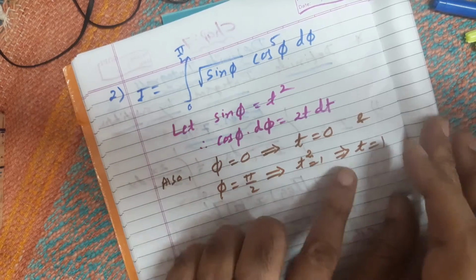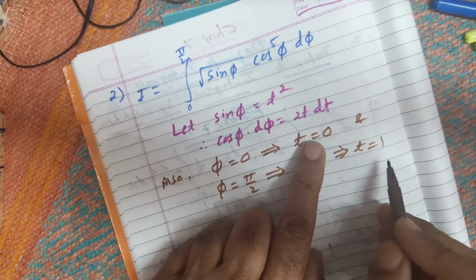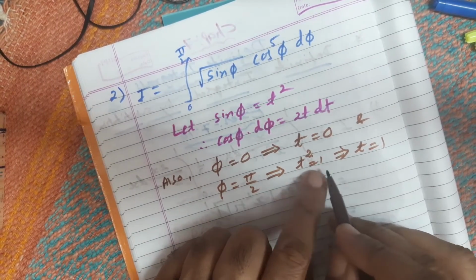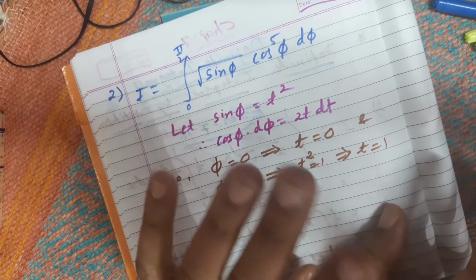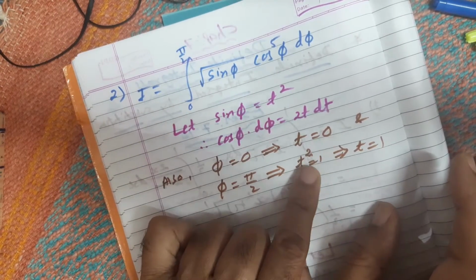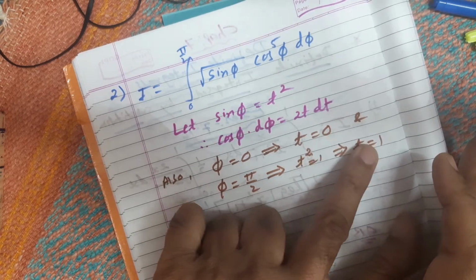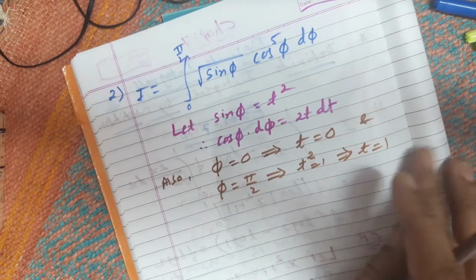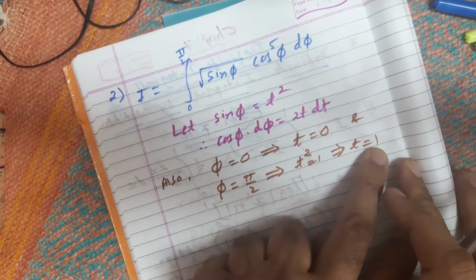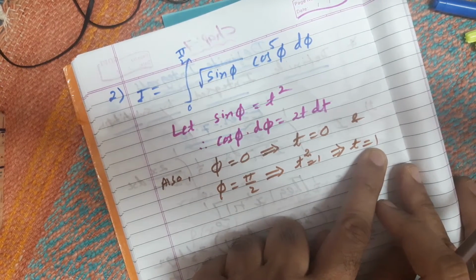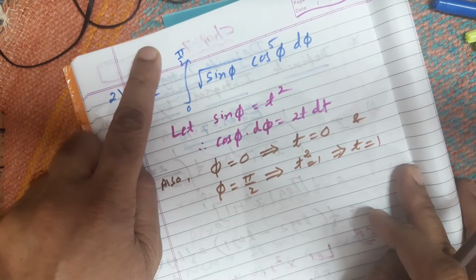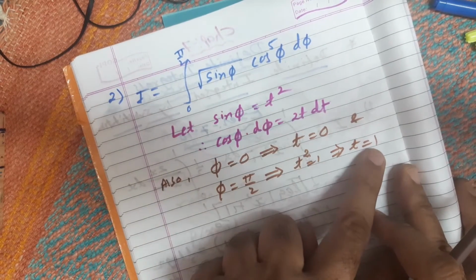So be careful. With the lower limit 0, if it is not a square and a negative comes, then we will see. Otherwise, if it is a square and you go for the under root, then look at the lower limit and take the answer which is more than the lower limit. So t is equal to 1. So what are the new limits now? Instead of 0 and pi by 2, the new limits are 0 and 1.